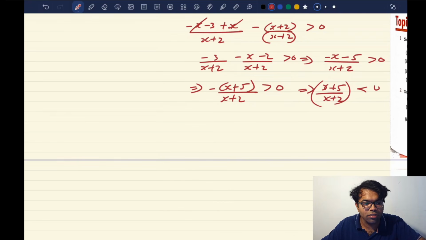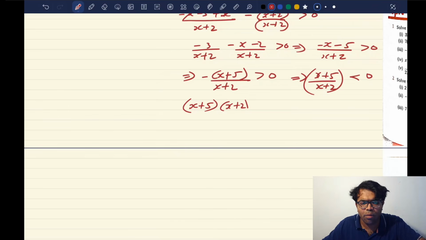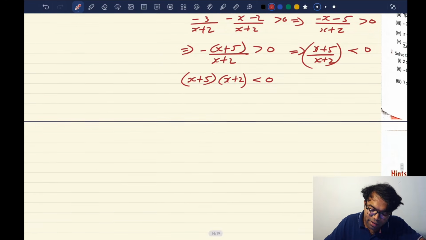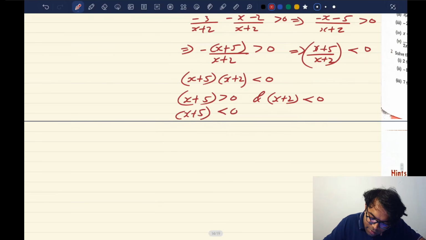Am I clear? Any doubts till now? No. Okay, fine. Now, I can also write this as x plus 5 into x plus 2, by multiplying the numerator and the denominator by x plus 2 the whole square, should be less than 0. Now, to get less than 0, what should I do? x plus 5 should be greater than 0 and x plus 2 should be less than 0, or x plus 5 should be less than 0 and x plus 2 should be greater than 0.